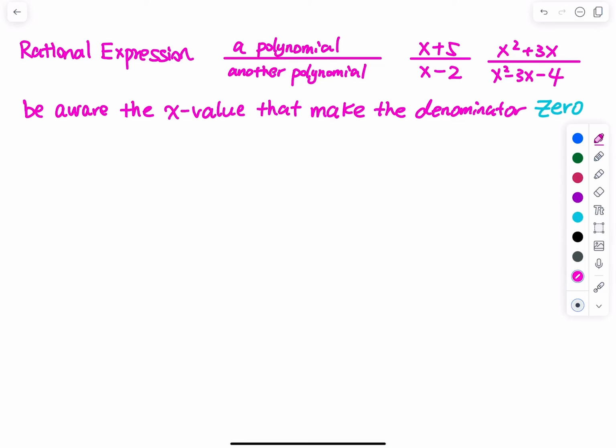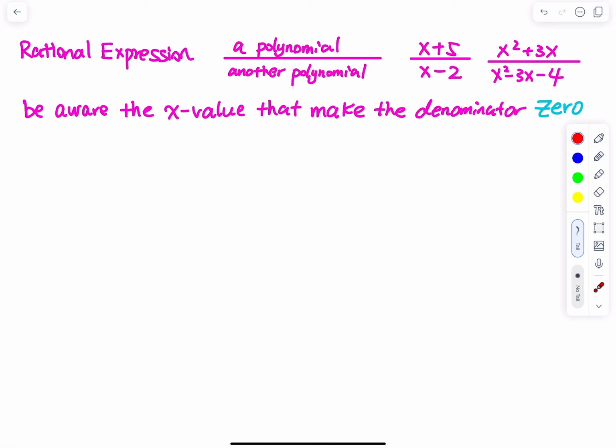A rational expression is basically a big fraction. In this big fraction, I have a polynomial in the numerator, and then we take that polynomial over another polynomial. It can be very simple, like x plus 5 over x minus 2. It's that simple. Or it can be x squared plus 3x divided by x squared minus 3x minus 4.